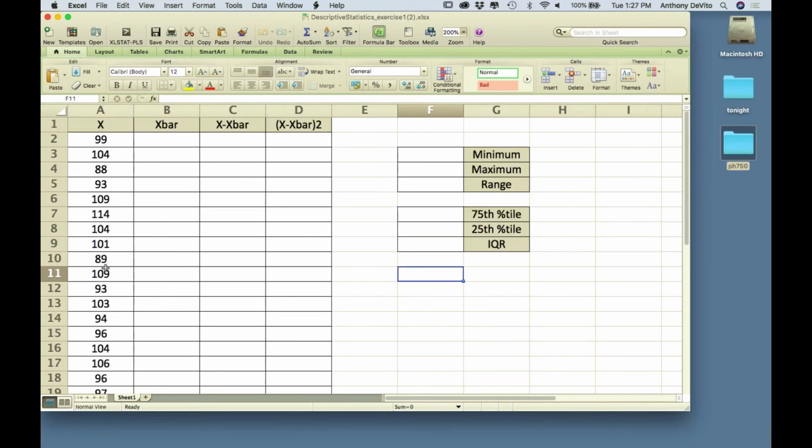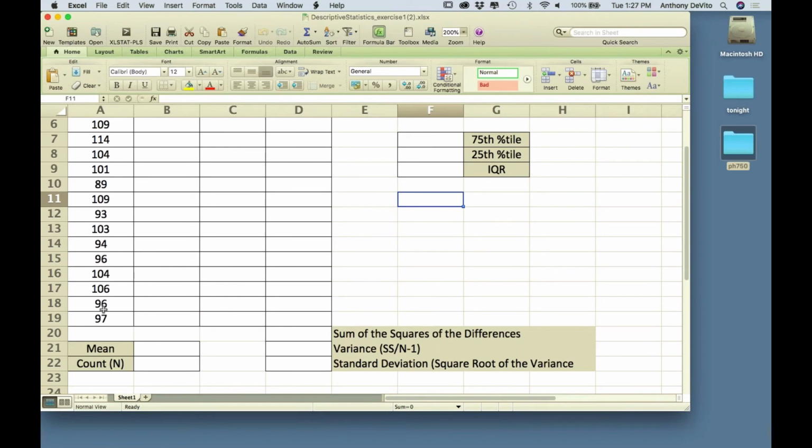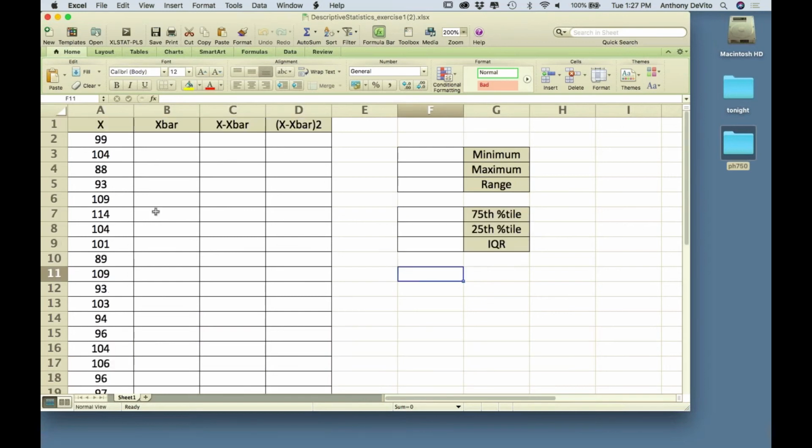This might be, for instance, blood pressures. We took a sample, we took the average of that sample. We found the mean. The function we used was equals average in Excel. We then took that mean and we subtracted each individual value from that mean. In other words, the value X, which is each one of these values, minus the average X bar.